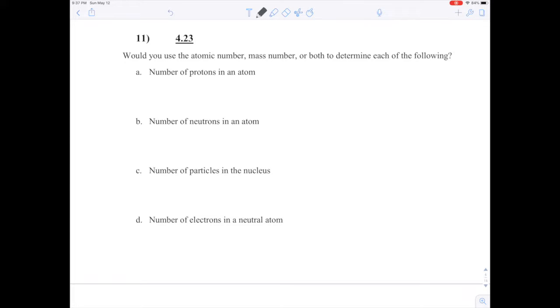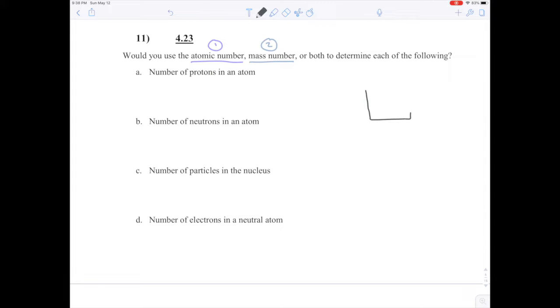Chapter 4, question 11, is asking you, would you use the atomic number? That's the first thing. The mass number, that would be a second thing, or both, to determine each of the following. So before we dive into this problem, let's talk about what each of those things is.